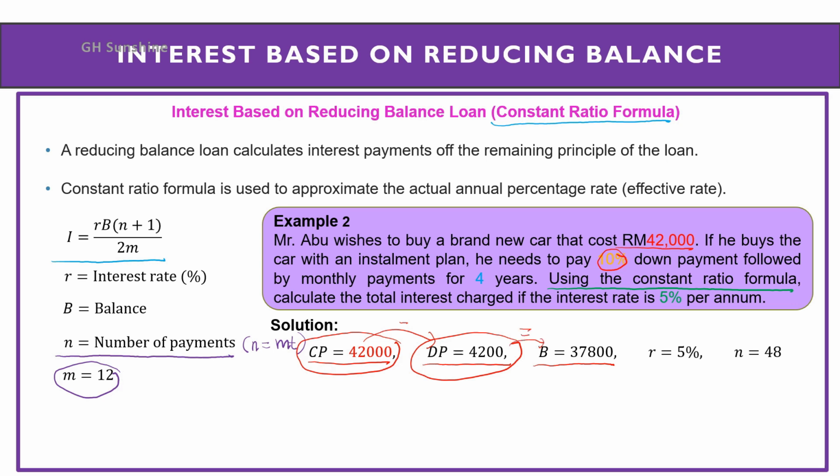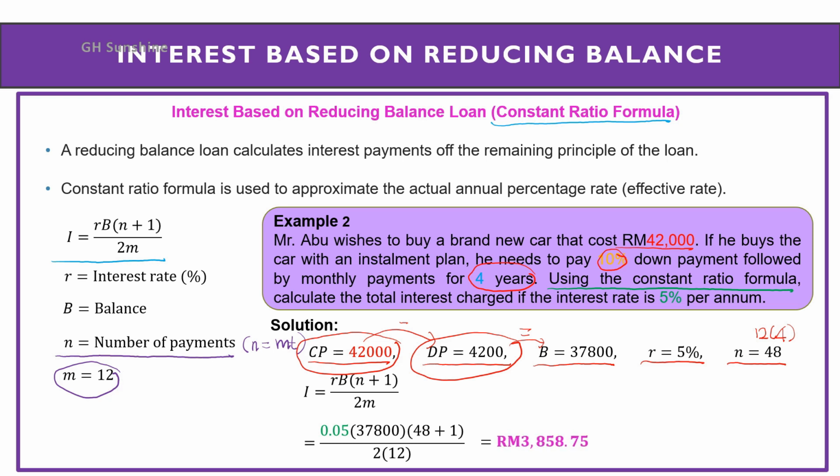Okay, next information here is the interest rate, R equal to 5%. Next is the number of payments, 48. So 48 means that 12 times 4. So how do we get 4? Based on this information, 4 years. Then, using this formula, substitute all the information.